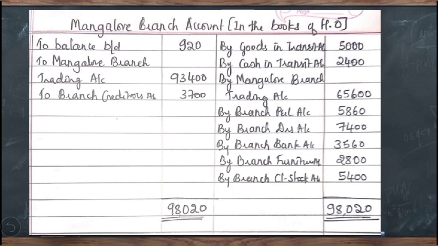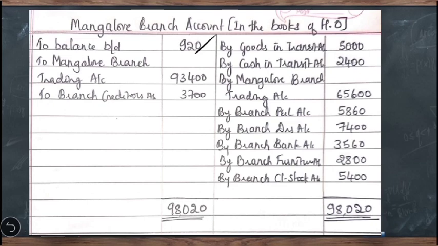But here the branch account balance as per the books of head office is clearly stated in the question. So we can directly take to balance brought down 920. If this information is given, we should always consider this information. If it is not given, only then we have to go for the other method. Okay, so here we are writing to balance brought down 920. Then we have to post the other entries, that is adjusting entries and incorporation entries, to the branch account.